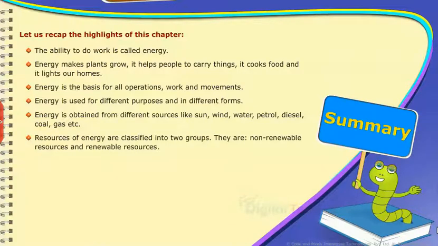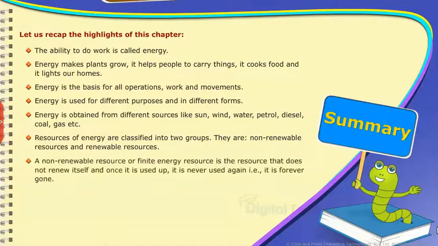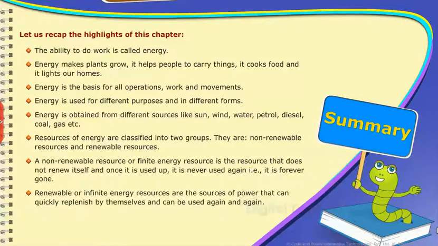Resources of energy are classified into two groups. They are non-renewable resources and renewable resources. A non-renewable resource or finite energy resource is the resource that does not renew itself, and once it is used up, it is never used again. That is, it is forever gone. Renewable or infinite energy resources are the sources of power that can quickly replenish by themselves and can be used again and again. Solar energy is nothing but the energy produced directly by the sun.